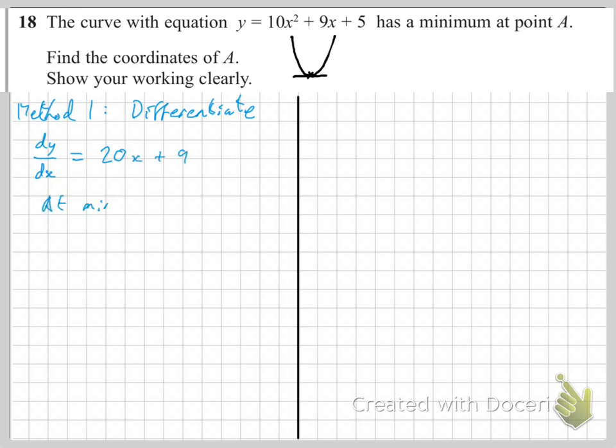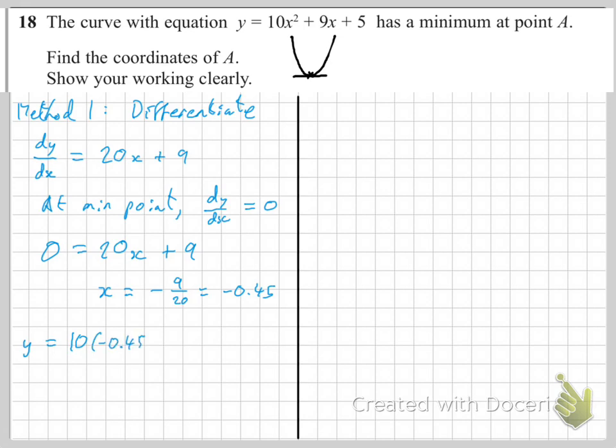Go through that method, differentiate. At the minimum point, the gradient is 0, so solve gradient equal to 0, and we get x is minus 9/20 or minus 0.45. And then we do need to substitute that back in awkwardly to find y. It's a bit of an awkward substitution. And there it is. We get positive 2.975. So give the answer as coordinates as it asks for.